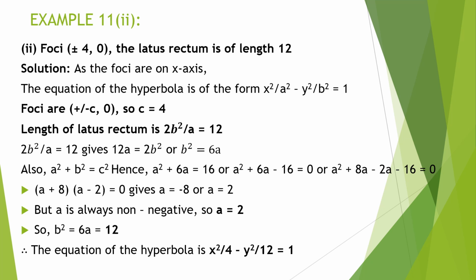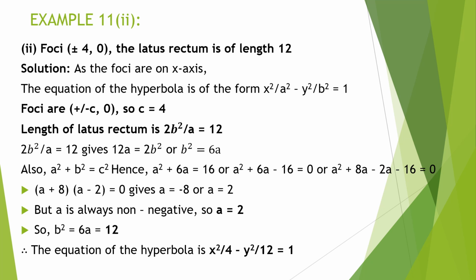Second case, foci plus or minus 4, 0 and length of latus rectum 12 is given. Now foci are of the form plus or minus 4, 0, means on the x-axis. So the equation of the hyperbola is x square upon a square minus y square upon b square equal to 1. We know that coordinates of foci are plus or minus c, 0 in this case. So c equal to 4. Length of latus rectum is 2b square by a, which is given to us as 12. So putting the value, 2b square by a equal to 12. So 12a is equal to 2b square, or b square is equal to 6a.